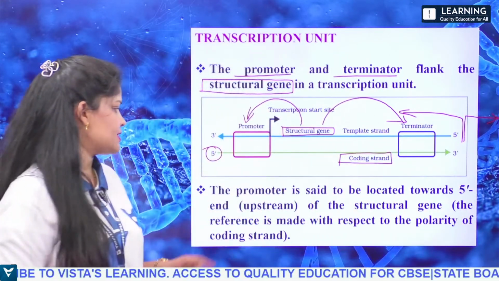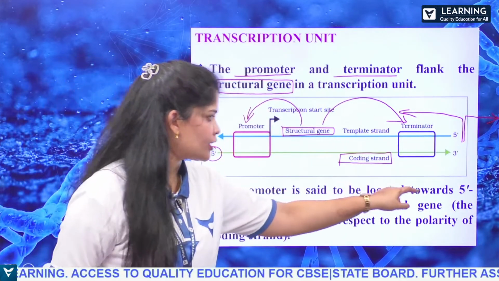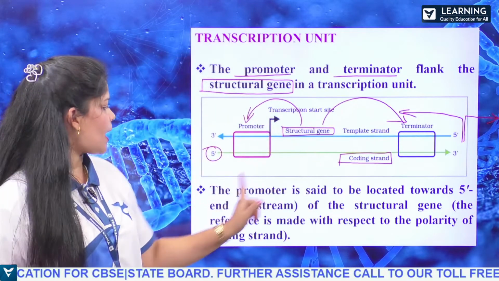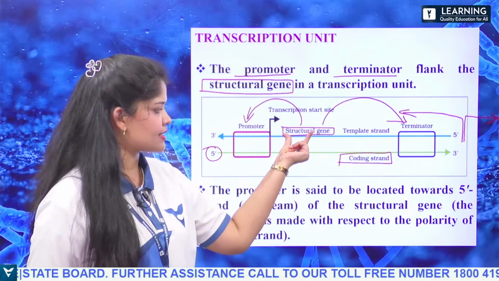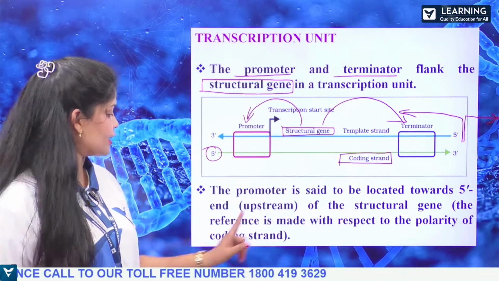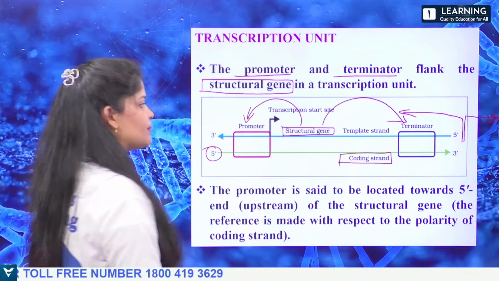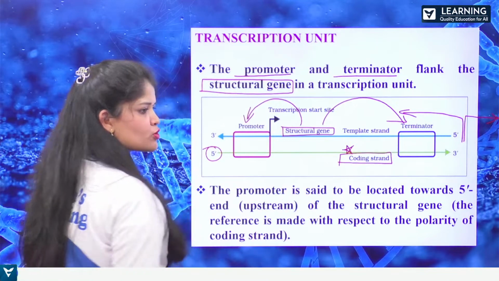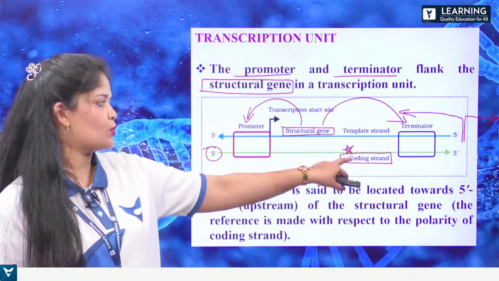Towards the upstream, the promoter is said to be located towards 5', and this is upstream of the structural gene. This is the structural gene. Now, the reference is made with respect to the polarity of the coding strand. This point I already mentioned. Our reference is always made with respect to the polarity present on the coding strand.